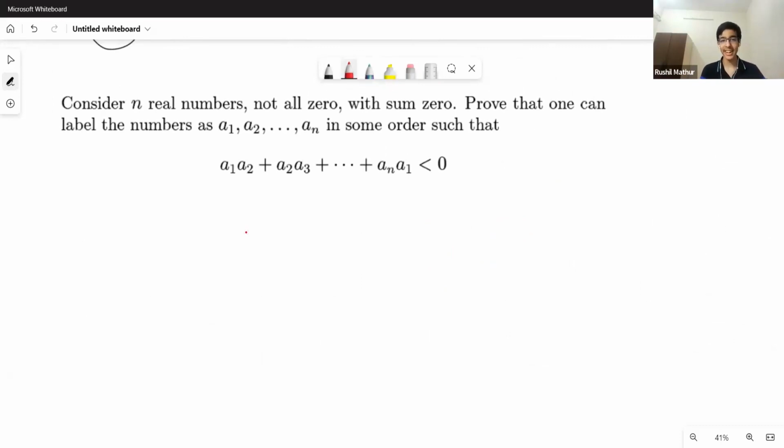So this is the question. The n real numbers, looks like algebra, but apparently not. Not all zero. Sum is zero though. So we have the sum of a_i is zero. Prove that we can label them a_1 to a_n in some order so that this product is less than 0. Oh my God. How are you ever going to do this with the probabilistic method?